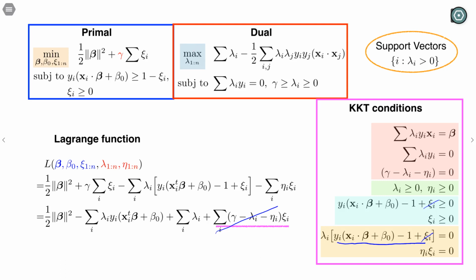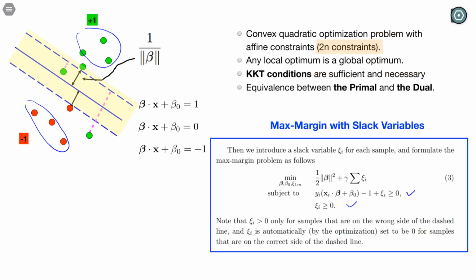So if the expression inside the bracket is going to be non-zero, then their lambda i's will be forced to be 0. So they cannot be support vectors. Okay, so if you're on the correct side of the dashed lines, similar to our discussion in the hard margin case, they cannot be support vectors.